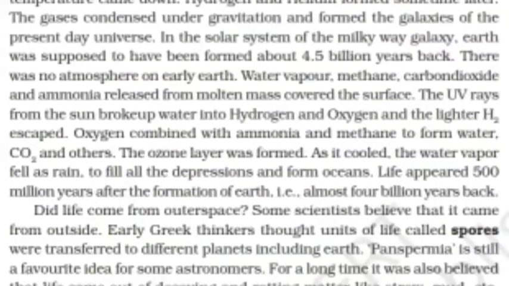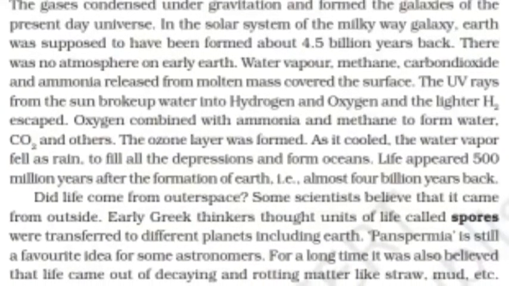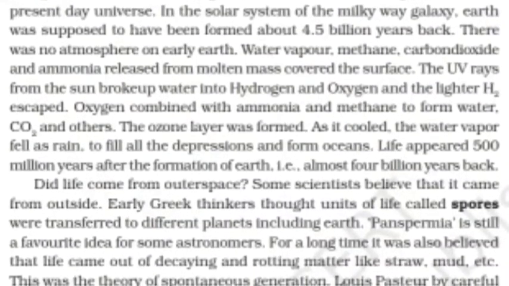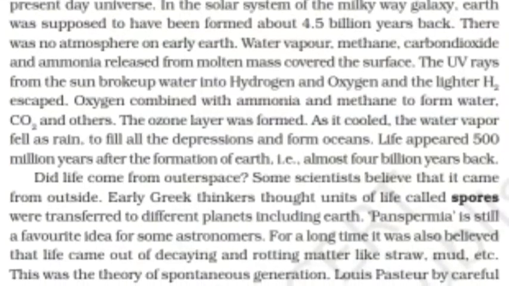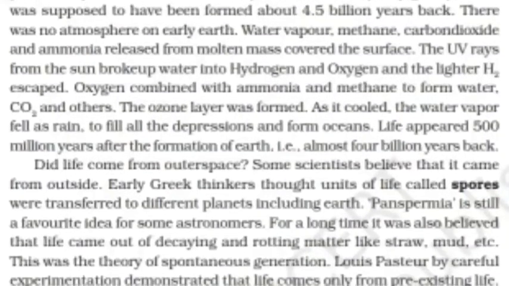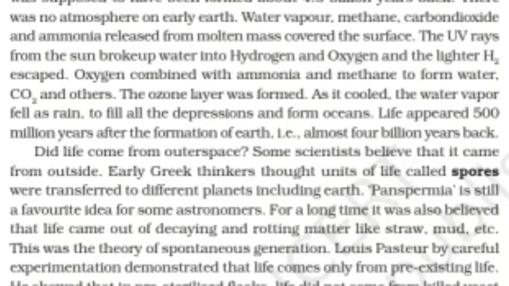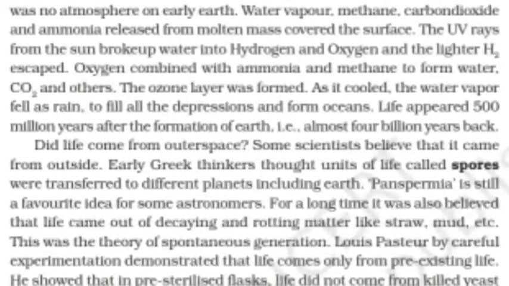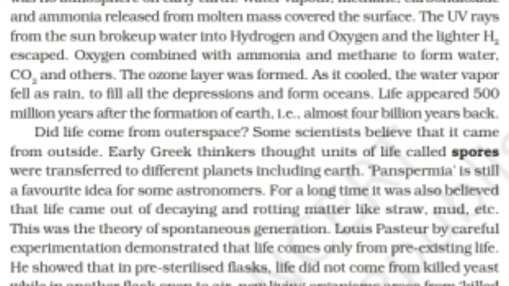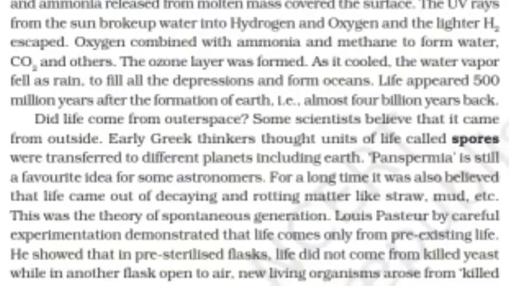Water vapor, methane, carbon dioxide and ammonia released from the molten mass covered the surface. The UV rays from the sun broke up water into hydrogen and oxygen, and the lighter hydrogen escaped. Oxygen combined with ammonia and methane to form water, carbon dioxide and others. The ozone layer was formed as it cooled. The water vapor fell as rain to fill all the depressions and formed oceans. Life appeared 500 million years after the formation of Earth, that is almost 4 billion years back.